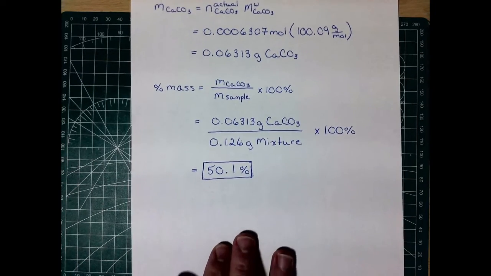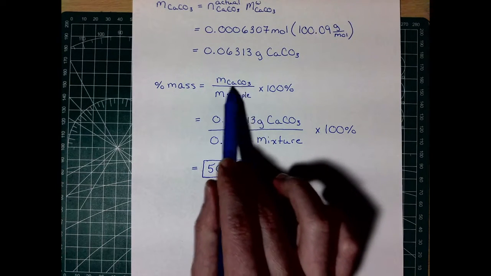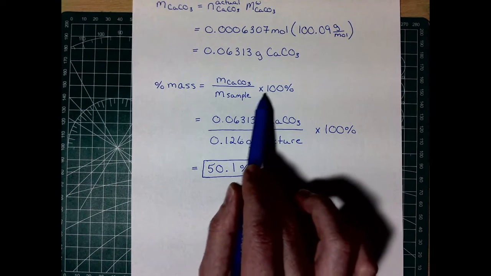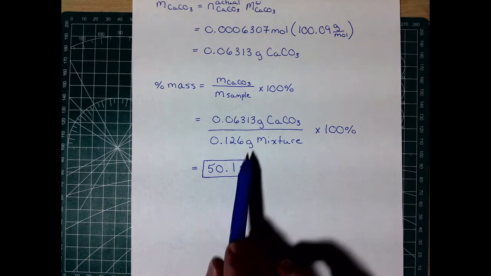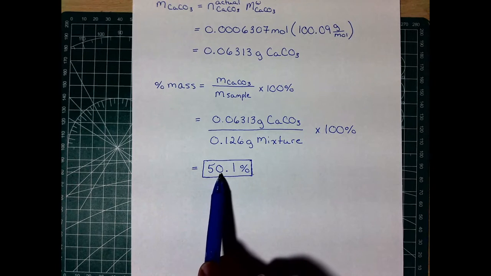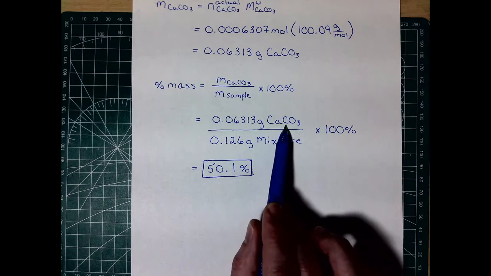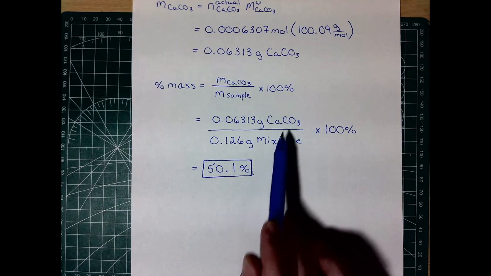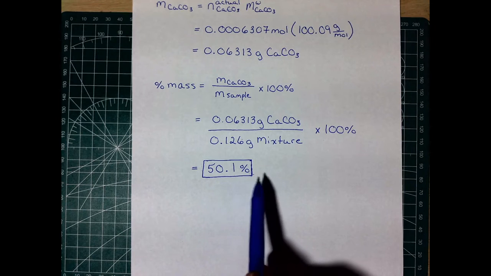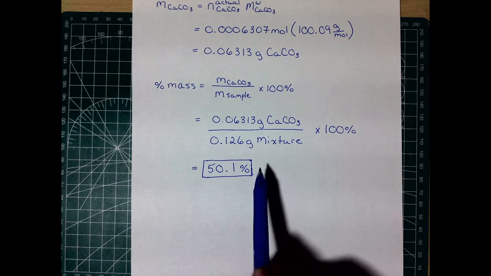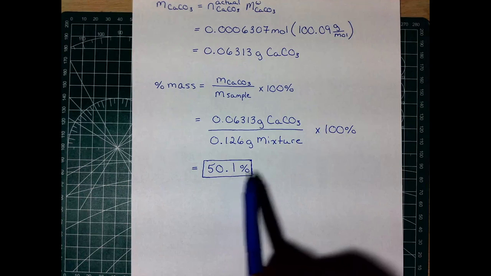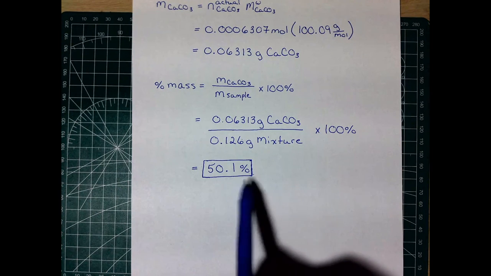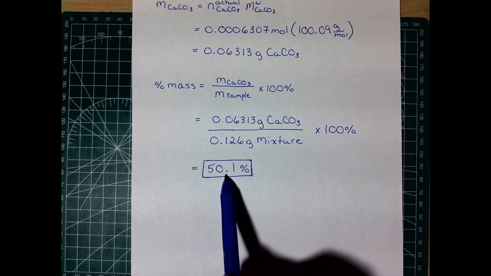Finally, we're going to take that mass of calcium carbonate and divide it by the mass of the sample, times 100%. When we do those calculations, we can see that out of our sample, 50.1% of it was calcium carbonate. And because we have a binary mixture of calcium carbonate and sodium chloride, we would know that 49.9% of it was sodium chloride. You're going to do this for trial 2 and 3 for part B. You're going to average those together to give me the final percent mass.